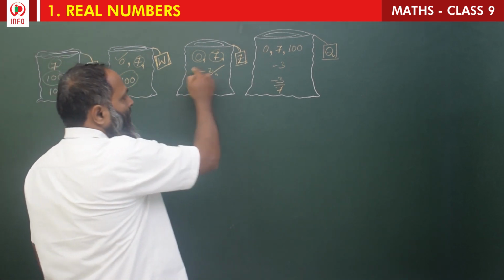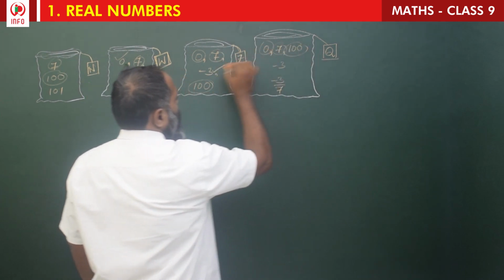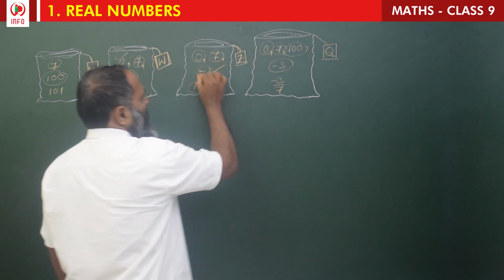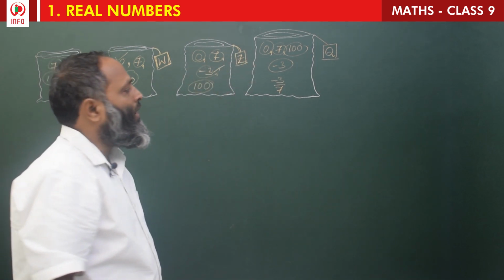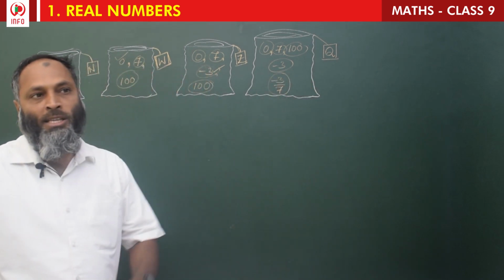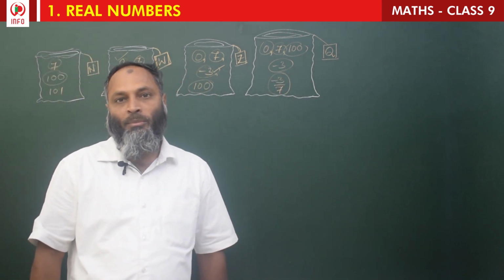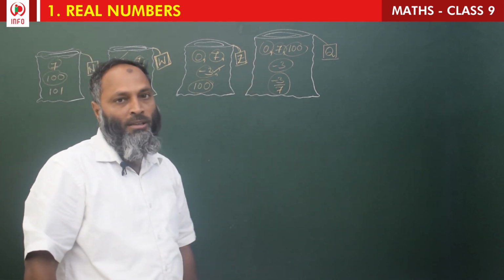Now, 0 is there, 7 is there, 100 is there, and minus 3 is also there. So all these numbers are there in the set, including minus 3 by 7, in p by q form. So when p by q form is there, that is the set of rational numbers.